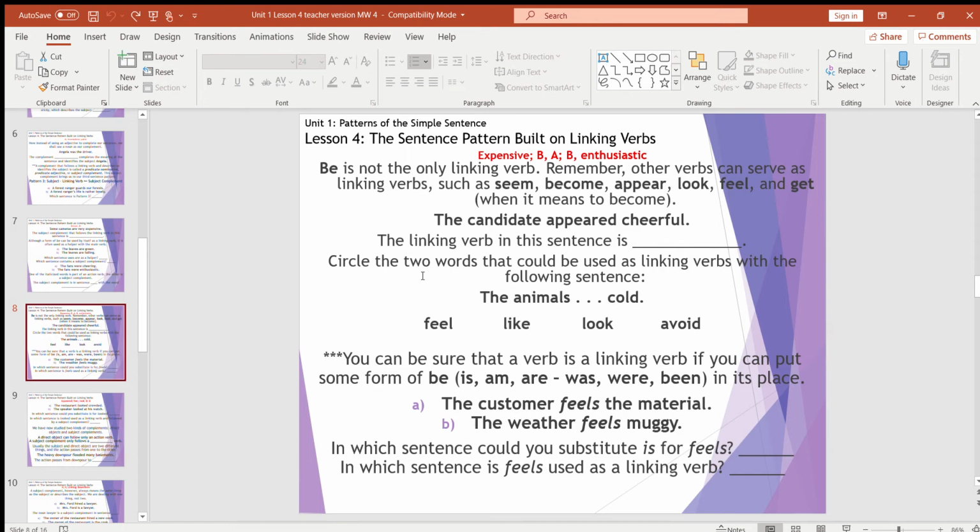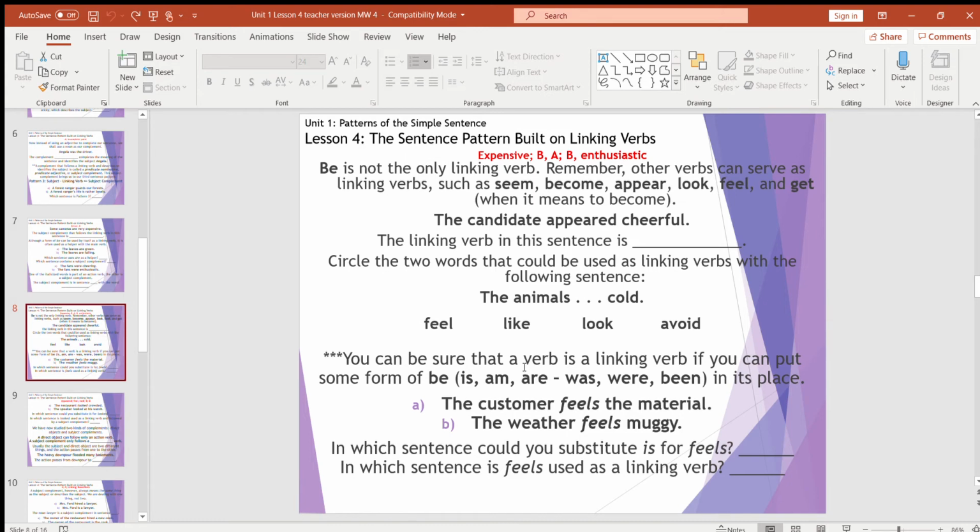So if we are going to circle the two words that can be used as linking verbs in this sentence, so that cold describes the animals, we have feel, like, look, and avoid. So if the animals feel cold, does cold describe the animals? Absolutely. If the animals like the cold, does that describe the animals? No, that would be that they're liking some physical thing, right? The cold. So that one doesn't work. The animals look cold. That one works because, again, it describes the animals. The animals avoid the cold. No, again, that would be something they're physically trying to avoid, so it would be something separate from itself. So we'd want to circle feel and look.